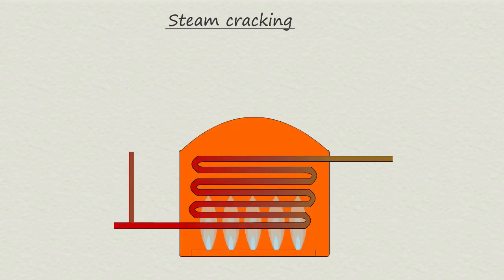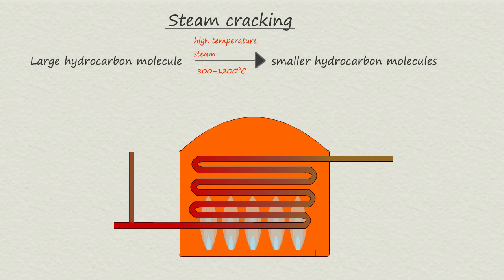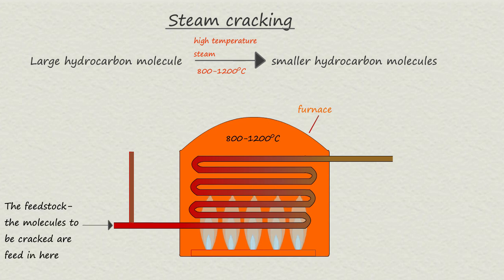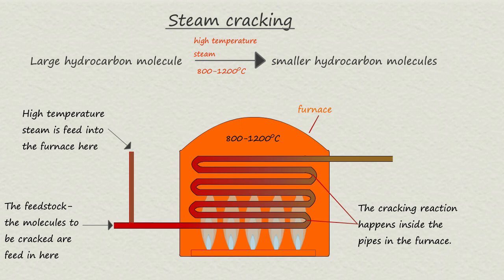Steam cracking is another method used to break up or crack large hydrocarbon molecules into smaller, more useful ones. Steam cracking is a type of thermal cracking in that it uses high temperature to break up the hydrocarbon molecules. The actual cracking reaction takes place in narrow tubes inside a furnace which is heated to around 800 to 1200 degrees Celsius. The feedstock or hydrocarbon to be cracked is fed into the furnace at one end and mixed with high temperature steam. Now the hydrocarbon and the steam mixture is passed through the narrow pipes inside the furnace very quickly, and the cracking reaction happens inside these pipes or tubes.